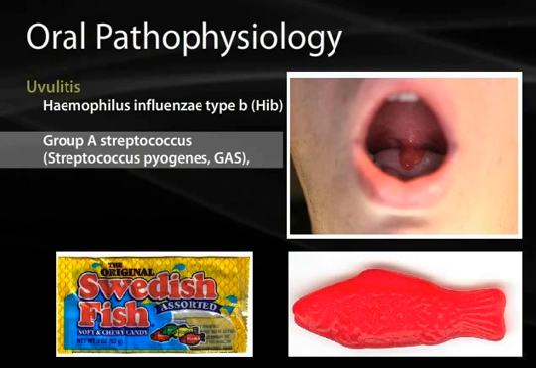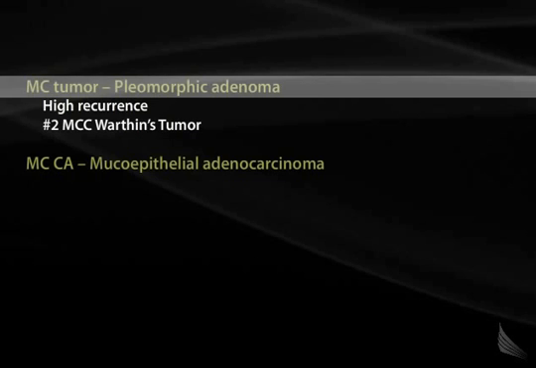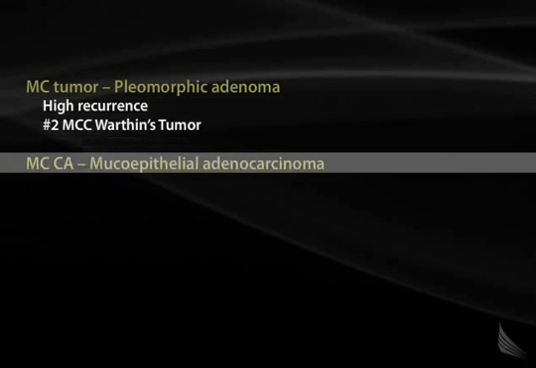Uvulitis often resembles a Swedish fish because the uvula, which is enlarged and lies draped over the tongue, looks like a small Swedish fish. Tumors of the salivary glands also occur. The most common is a pleomorphic adenoma, which is known to have a high recurrence, and the second most common is a Warthin's tumor. Mucoepidermoid carcinomas are also associated with the salivary glands.